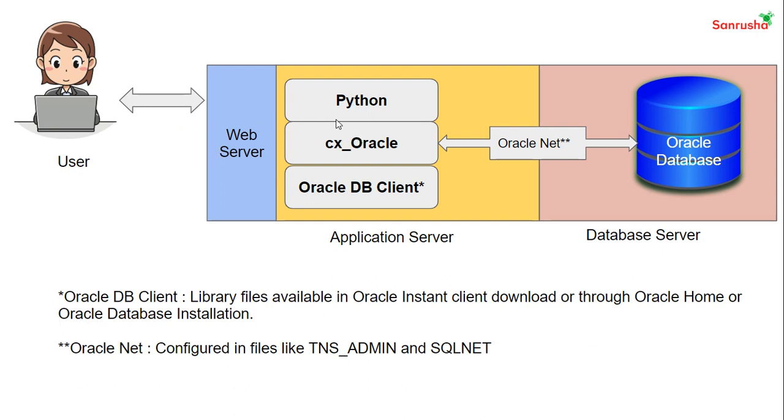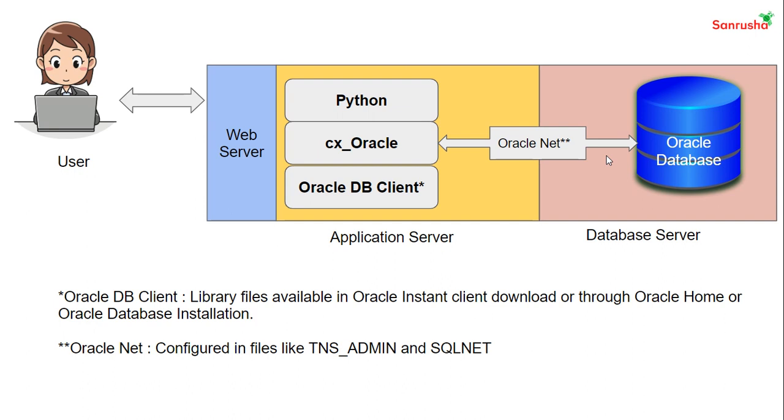So you wrote a Python program, deployed that Python program on the application server, and that's published on the web server. The user connects through the browser, puts in the web address, it goes through the web server and connects to the application server, and using cx_Oracle, Oracle DB client, and Oracle Net, the application server connects with Oracle database, and then using Oracle database you retrieve the data or you put the data there. So that's the overall architecture. I hope you get it.